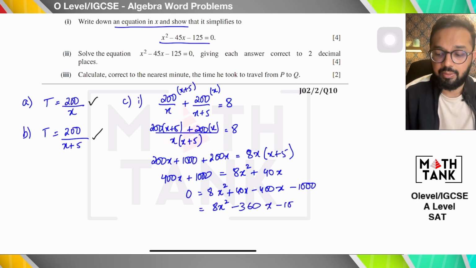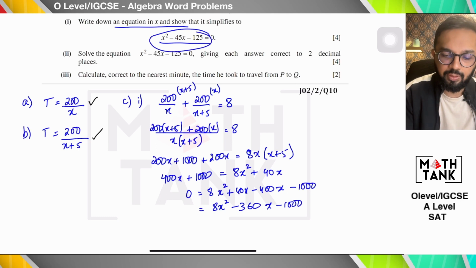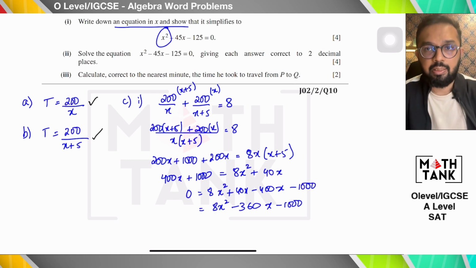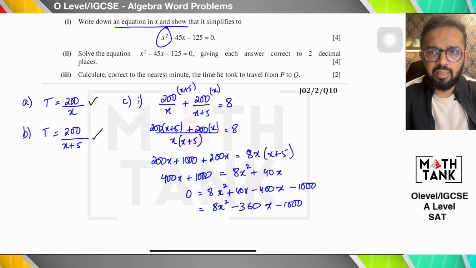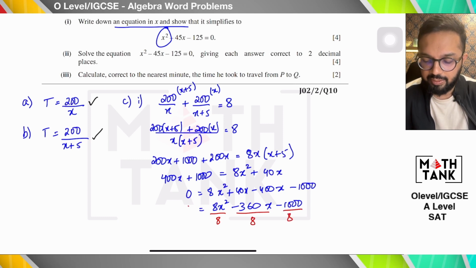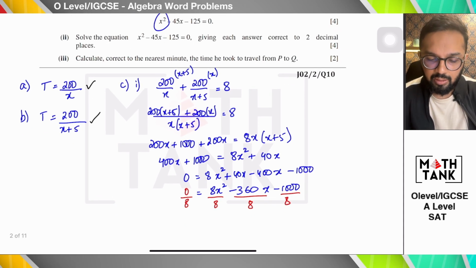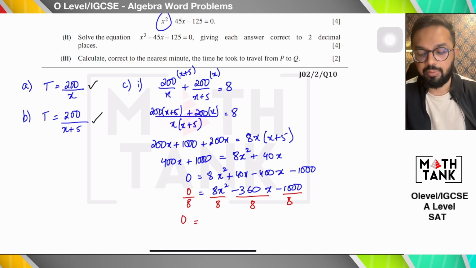x minus 1000. Now I don't have the form that the question is asking. What I notice is that instead of x squared, I have 8x squared, which means that I need to divide this by 8. Does dividing by 8 solve the problem? I can't just divide this by 8. I have to divide all the terms by 8, and even the other side. Luckily for me, the other side is already 0, so that wouldn't matter.